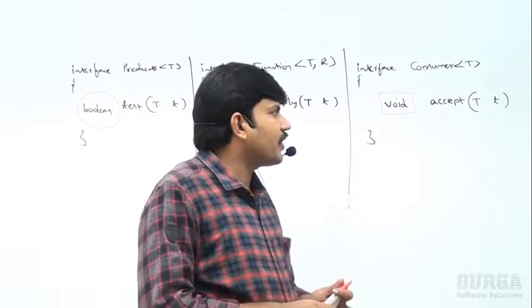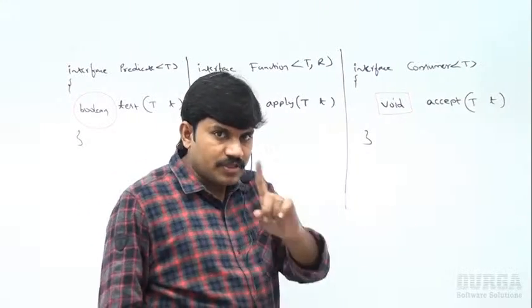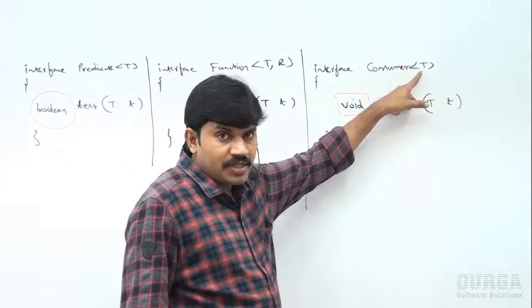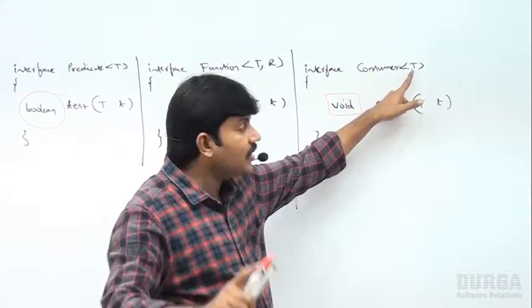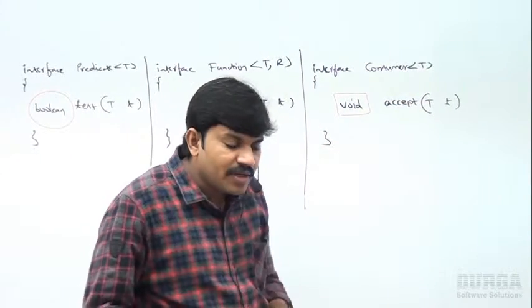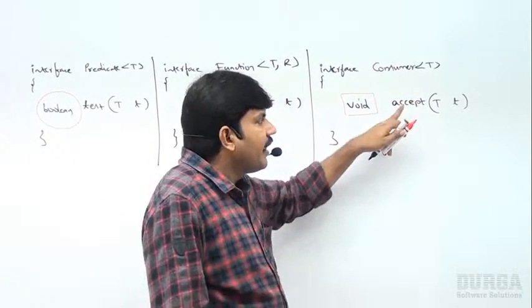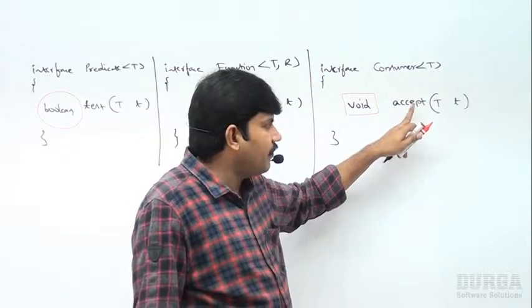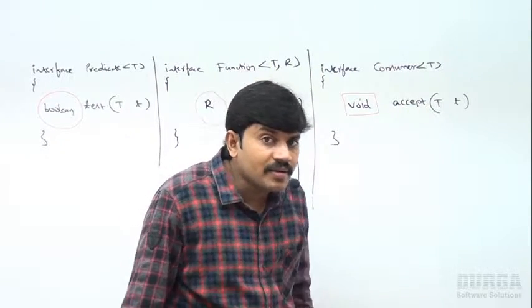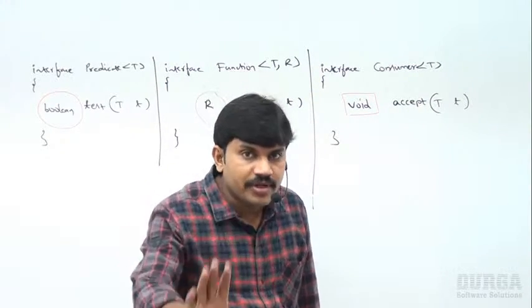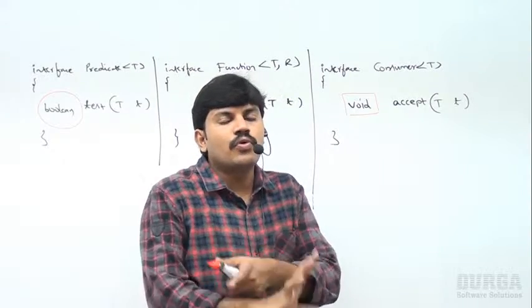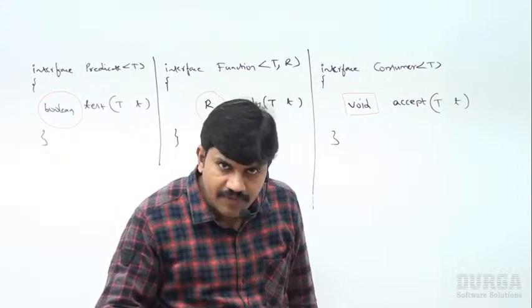I will go for a small example for this consumer. How many type parameters is consumer going to take? One type parameter. Next, what is the method? The Consumer interface contains the accept method. It's a functional interface. What is the return type of the accept method? Void, because the accept method won't return anything. Clear for all of you, right? Now I hope you got clearly what a consumer is.